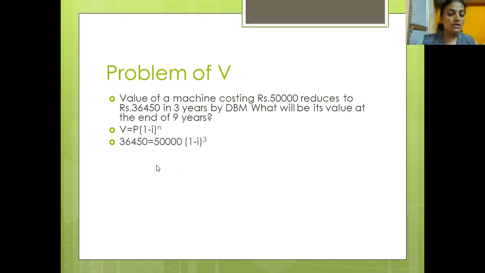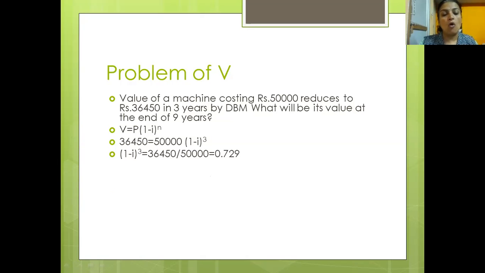How to do it? See here, first let us go for the first half of the problem, that is for 3 years. So 36,450 is V and P is 50,000, and 1 minus I. What is that 1 minus I? That we don't know. The rate of depreciation is not given. Raised to the power of 3, that is for 3 years. Now, if you take 1 minus I raised to the power of 3 to one side of the equation, then what is left out? 36,450 divided by 50,000, that is 0.729. So 1 minus I raised to the power of 3 is equal to 0.729.